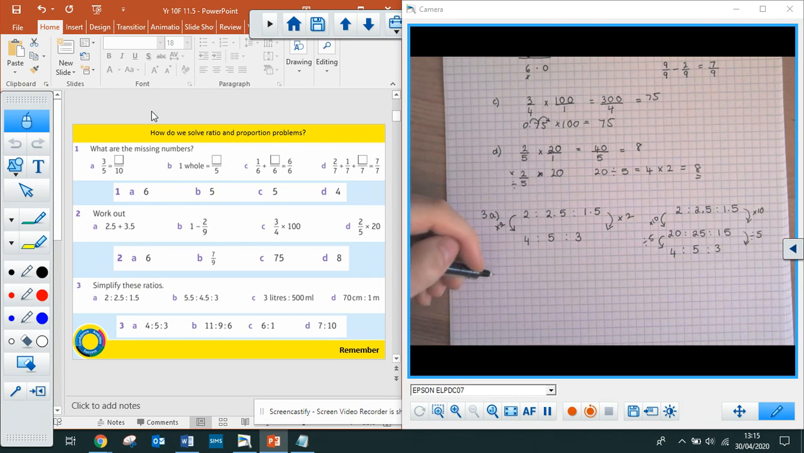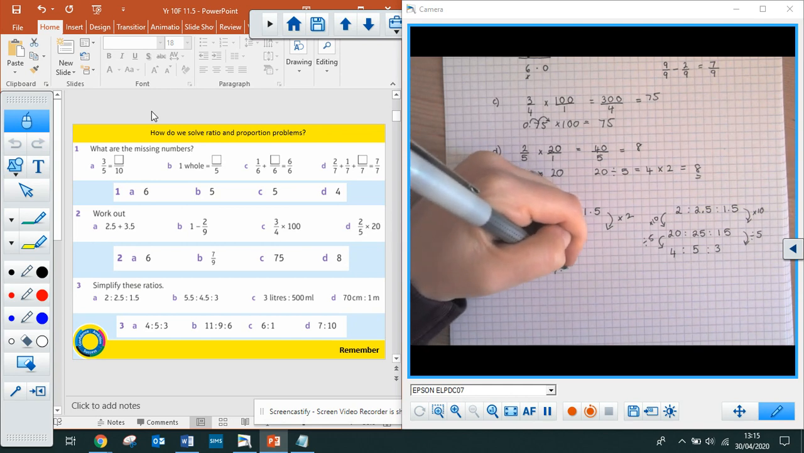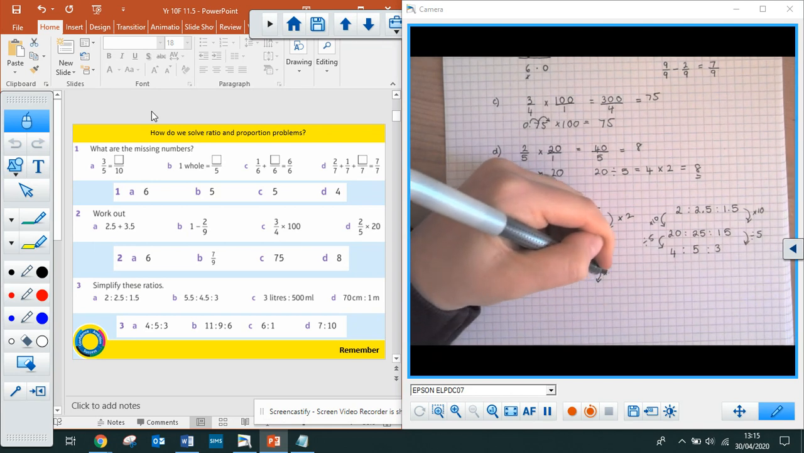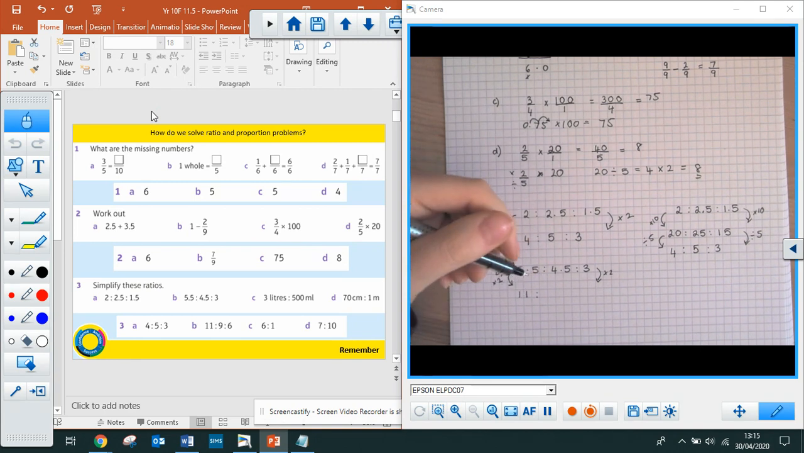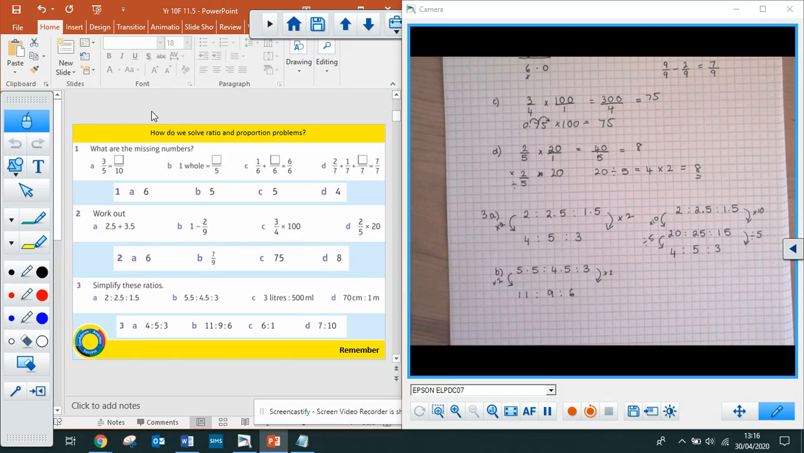Okay, part B, we've got 5.5 to 4.5 to 3. Okay, as with the previous example, as those 2 decimal numbers end in 0.5, I know I can just multiply them by 2, and that's going to get me to my simplest form because that's the only way I'm going to get rid of my decimal. Okay, so if I multiply both by 2, 5.5 times 2 is 11, 4.5 times 2 is 9, and 3 times 2 is 6. Okay, and that's my answer in its simplest form.